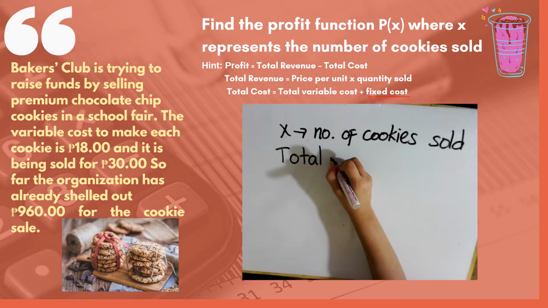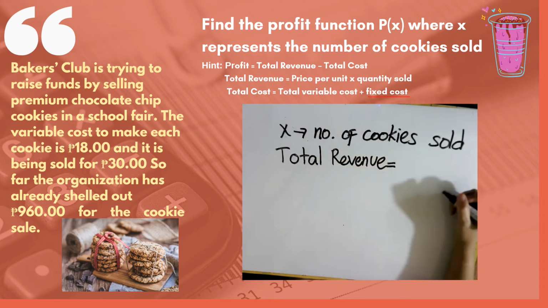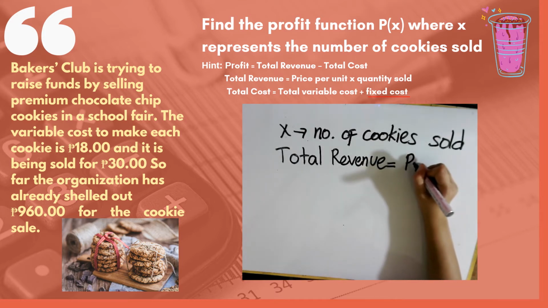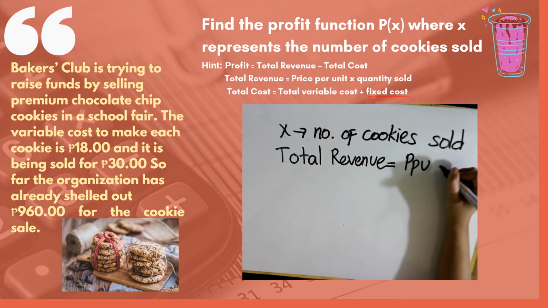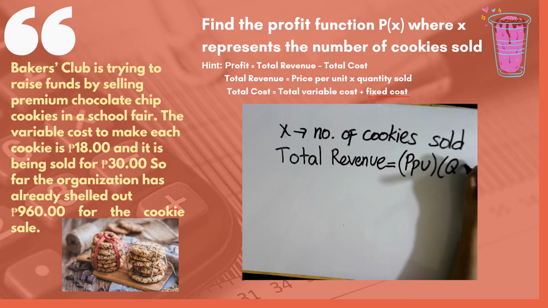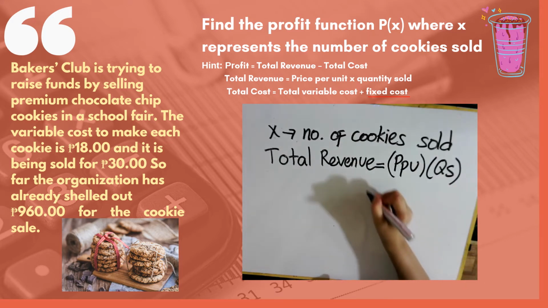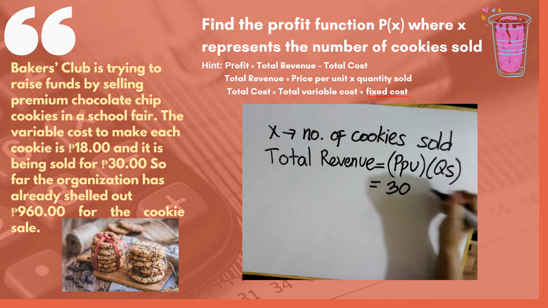So, the total revenue is equal to price per unit. So, gawin ko na lang PPU o price per unit times the quantity sold. Ayan. Ano nga ba yung price per unit natin? Yung price per unit ay yung presyuhan ng kada cookies pag ibibenta na. At yun ay 30 pesos.